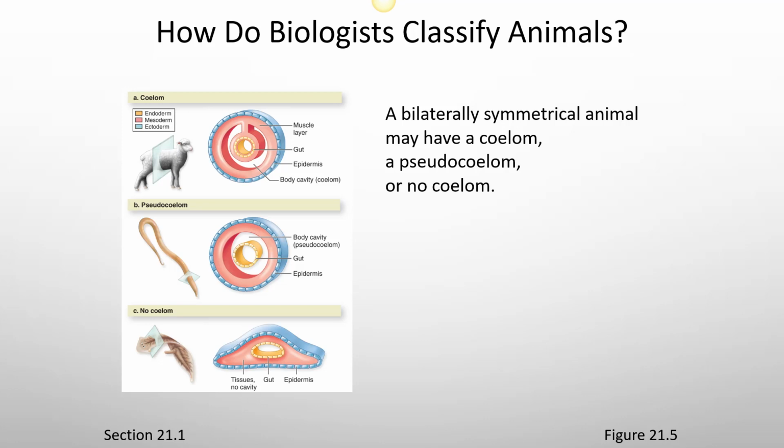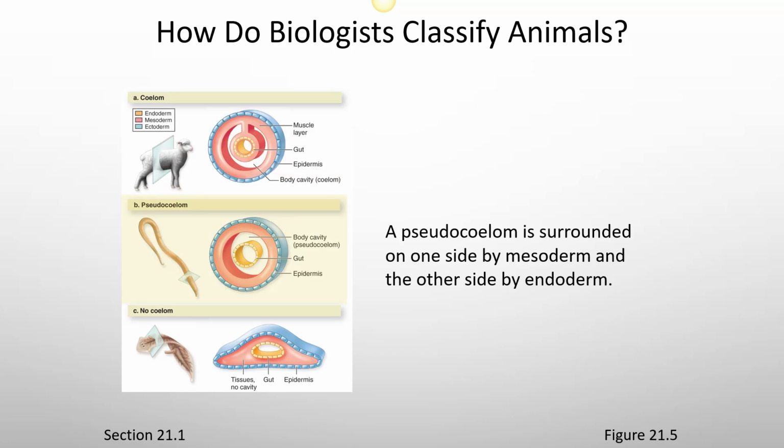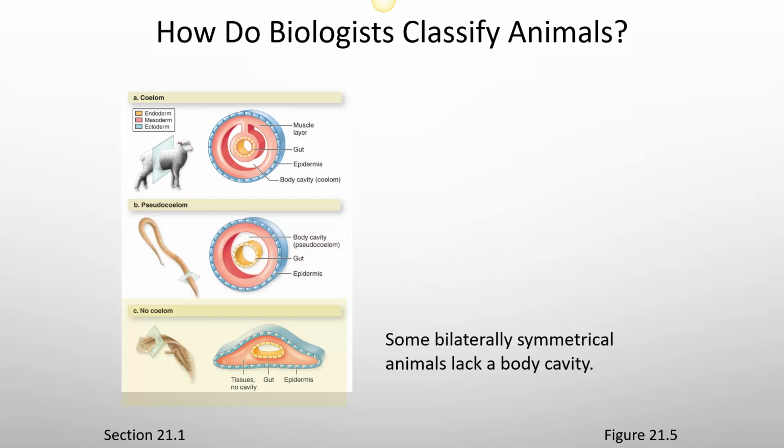A bilaterally symmetrical animal may have a coelom, a pseudocoelom, or no coelom. A coelom is a body cavity surrounded on all sides by mesoderm. A pseudocoelom is surrounded on one side by mesoderm and the other side by endoderm. Some bilaterally symmetrical animals lack a body cavity.